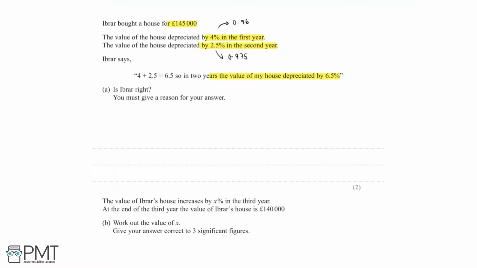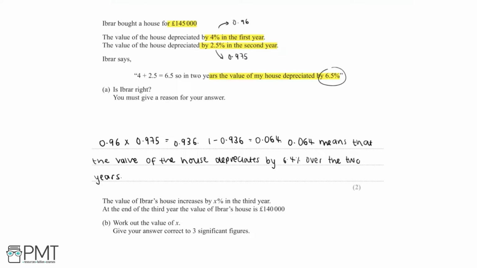So we can see that the value of the house actually depreciates by 6.4% in 2 years, and not 6.5% as Ibra says. So let's write that down below. 0.96 multiplied by 0.975 is equal to 0.936. 1 take away 0.936 is equal to 0.064. 0.064 means that the value of the house depreciates by 6.4% over the 2 years. 6.4% is not equal to 6.5%, and therefore we can say that Ibra is incorrect.